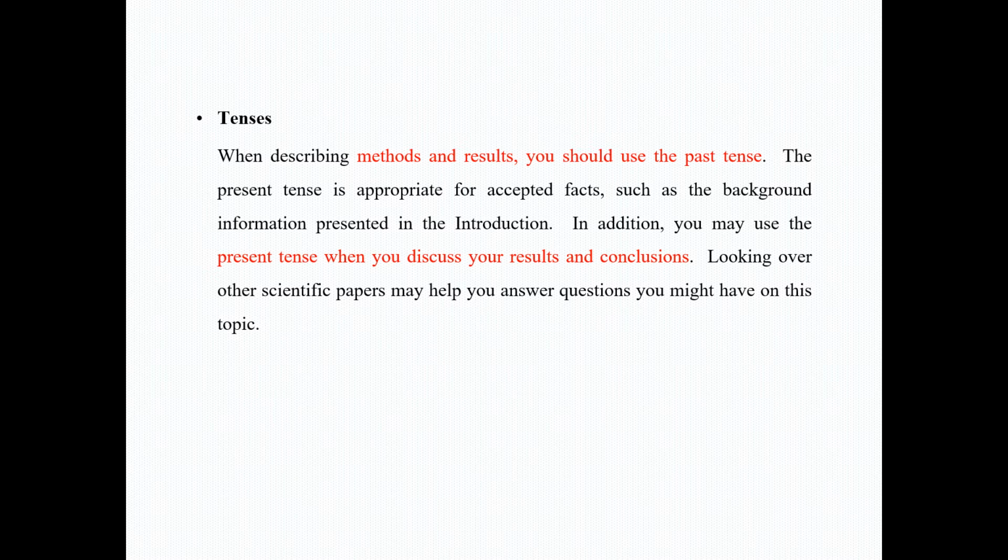You should also be careful about tenses. When describing methods and results, you should use the past tense. The present tense is appropriate for accepted facts, such as the background information presented in the introduction. In addition, you may use the present tense when you discuss your results and conclusions. Look at other scientific papers, which may help you answer questions you might have on this topic. Units: all units of measure must be metric or SI. SI means International System. These were some of the journal tips we have for you in this short lecture.